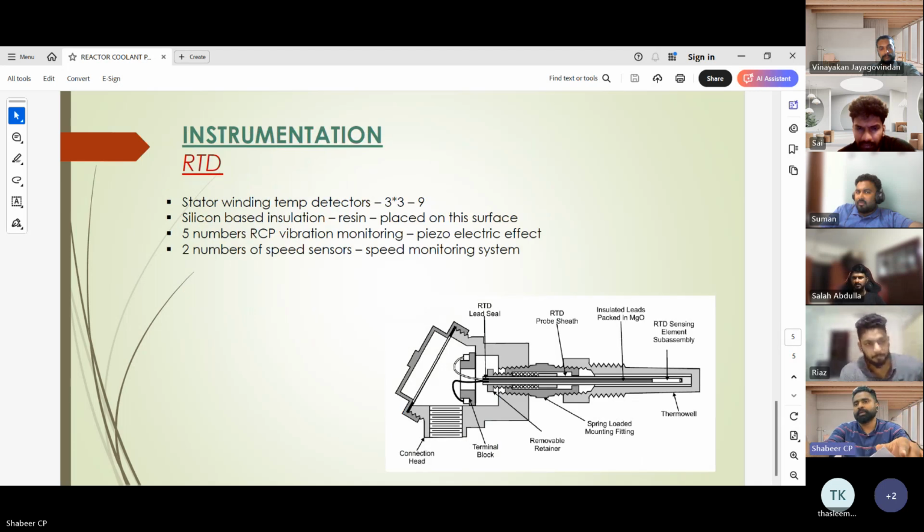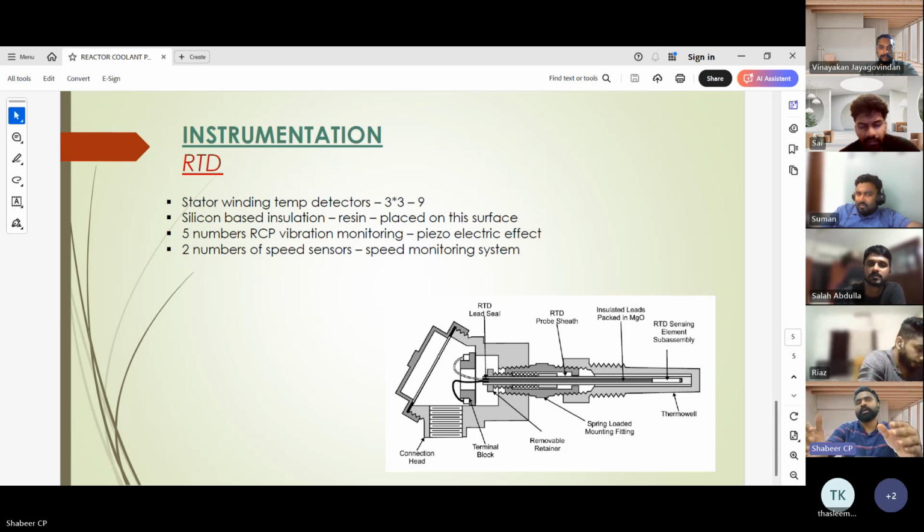The next topic is about the instrumentation side of this RCP. Commonly, we are using RTD, that is a resistance temperature detector. It's a passive type of instrumentation device that detects the temperature by changing its resistance value. So its resistance value will change accordingly with the temperature. We can measure the temperature using the varying resistance value by using another device. That's why it's called a passive device.